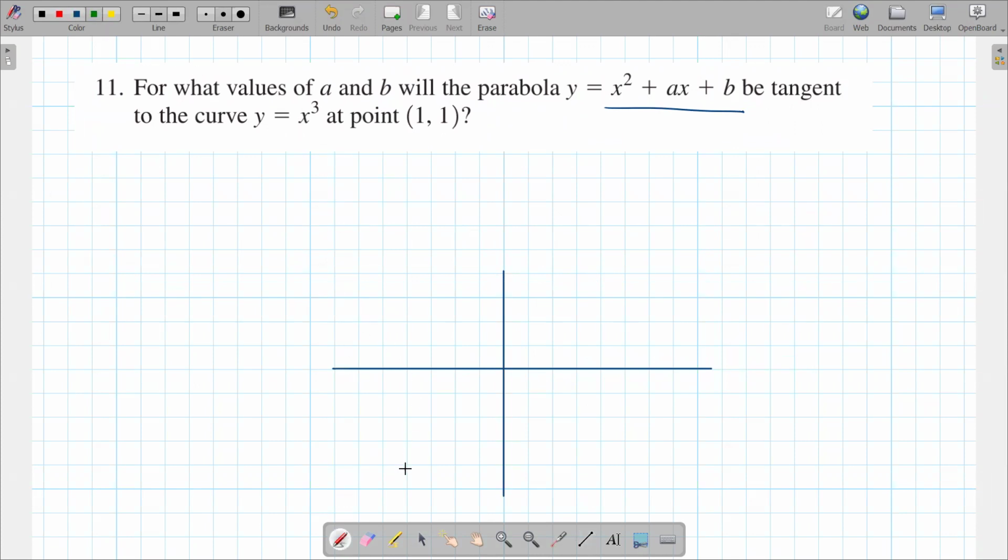X cubed starts in quadrant 3, ends in quadrant 1. Looks like a snake like this. Goes through the origin. I'm just plugging values in. When x is 0, y is 0, so it goes through the origin. At 1, it's 1. At -1, it's -1. At 2, it's 8. So 8 is pretty far away: 1, 2, 3, 4, 5, 6, 7, 8. And -8. So this is x cubed.